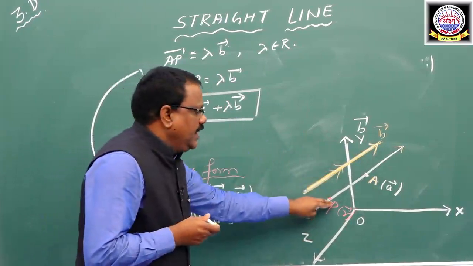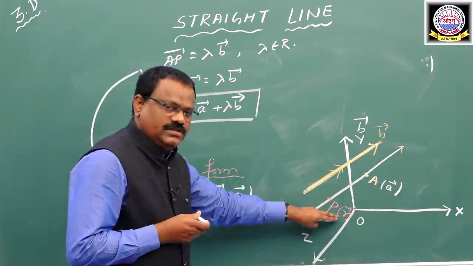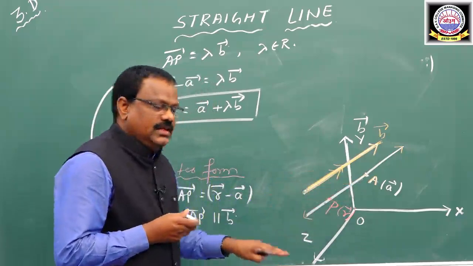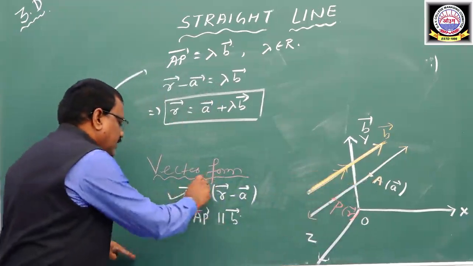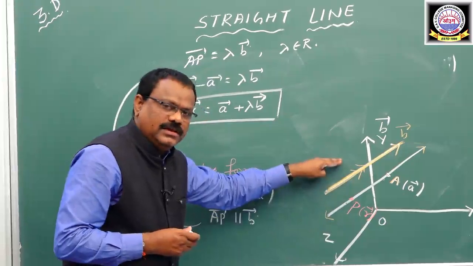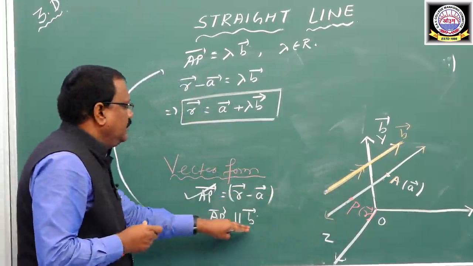We have chosen any point on the line, that is the locus point P. Joining A and P, we got a vector on it, called AP vector. And AP vector is parallel to B vector, since the line is parallel. So I have written AP vector parallel to B vector.